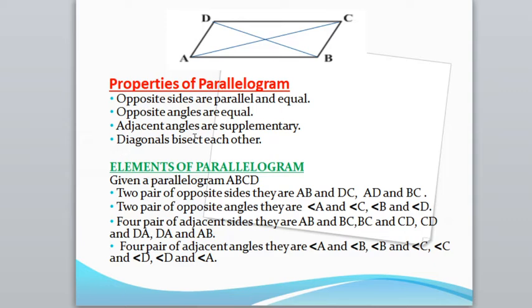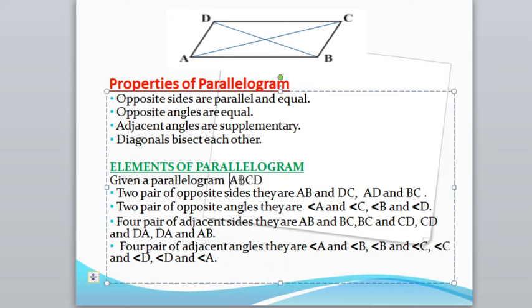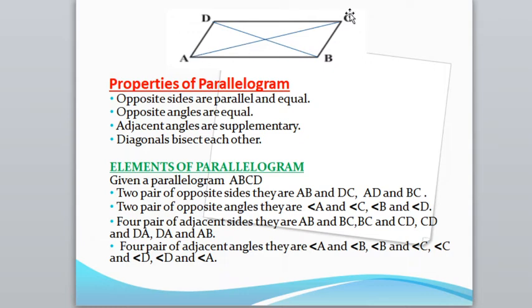Then next is diagonals bisect each other. So here in a parallelogram we can draw two diagonals, that is A to C and D to B, and these diagonals bisect each other at this point. Now the next is elements of parallelogram. What are the elements of parallelogram? So here given a parallelogram ABCD.